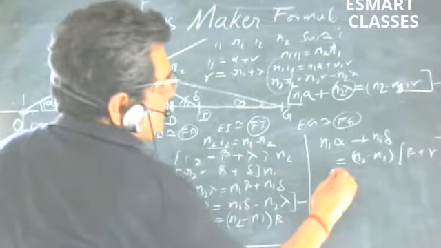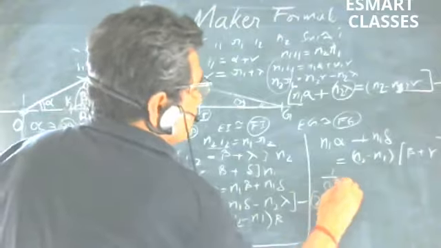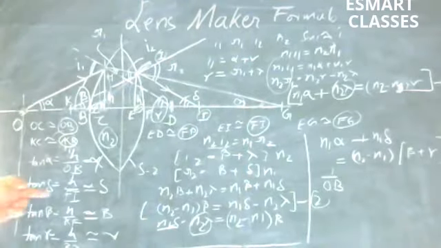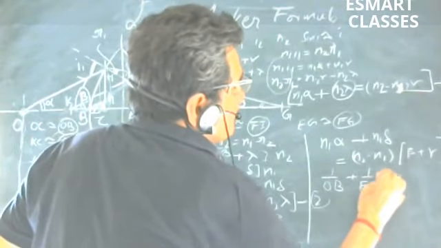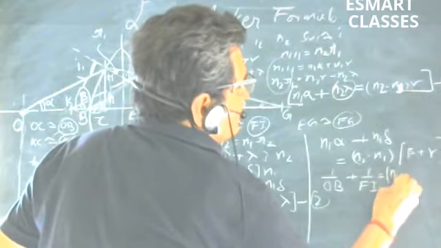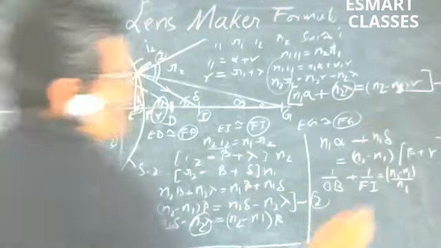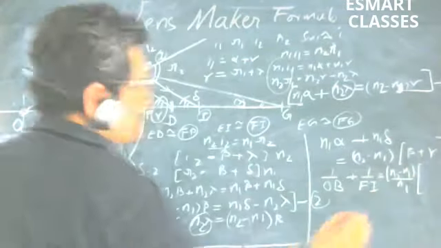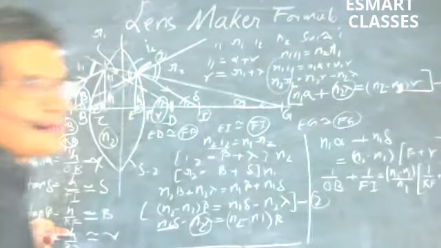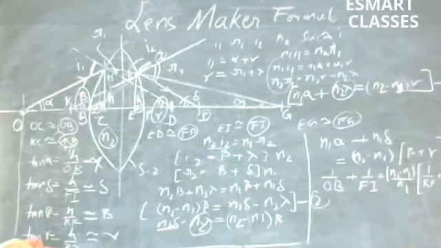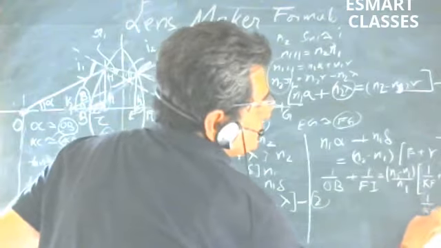So we can write it as, we'll take N1 that side, 1 upon OB plus, what is the other thing, plus 1 upon FI is equal to N2 minus N1 upon N1. Beta is 1 upon H upon KF, H is cancelled, 1 upon KF, plus what is gamma, 1 upon BD, 1 upon BD.